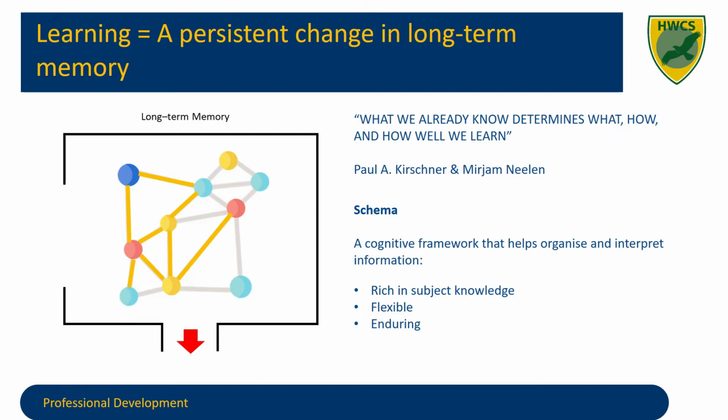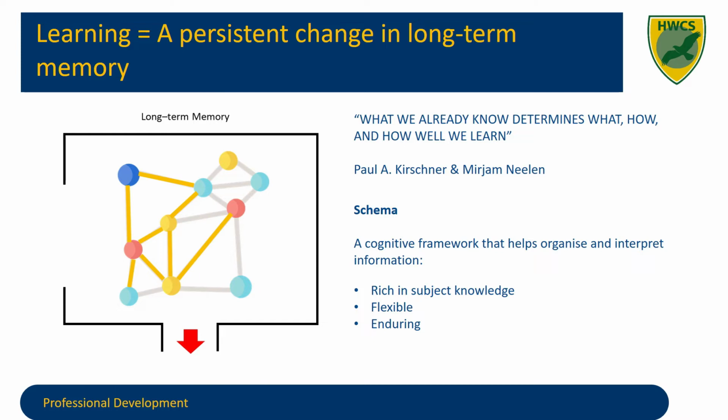And we know a few things about long-term memory. We know that the more we can improve long-term memory, the easier it is for students to learn new information. So we're trying to construct these schema or schemata in the long-term memory. And a schema, if you remember, is a cognitive framework that helps to organize and interpret information. So we've got lots and lots of different schema in our brain relating to various different subjects.